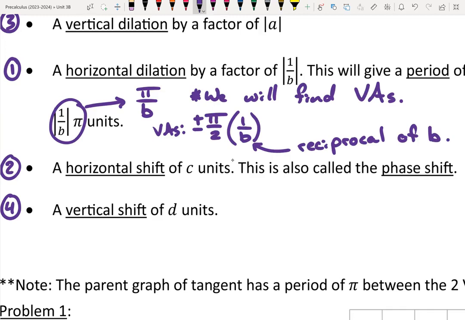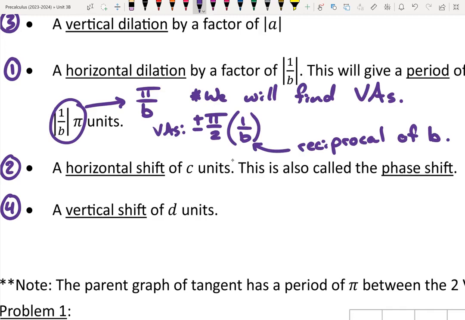I've been going through and grading tests from Wednesday, and there's been a few people identifying b, the value of b, as the period, and you need to remember it's not. It's either pi over b for tangent or 2 pi over b for sine and cosine. So I have to make sure that we pay attention to that. All right, so that's what we're going to do first with our horizontal dilation.